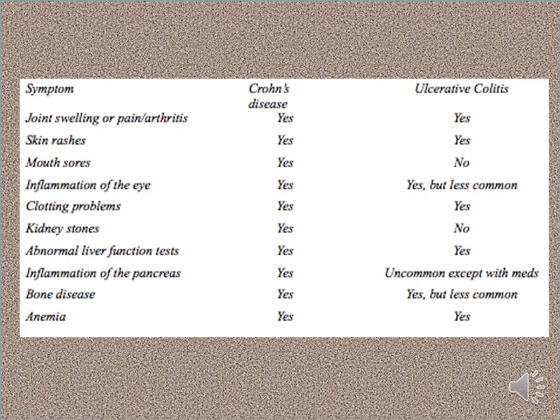Clotting problems are common in both Crohn's disease and ulcerative colitis. Kidney stones are common in Crohn's disease but not present in ulcerative colitis. Abnormal liver function tests are common in both Crohn's disease and ulcerative colitis. Inflammation of the pancreas is common in Crohn's disease but uncommon except with ulcerative colitis. Bone disease is common in Crohn's disease but less common in ulcerative colitis. Anemia is common in both ulcerative colitis and Crohn's disease.